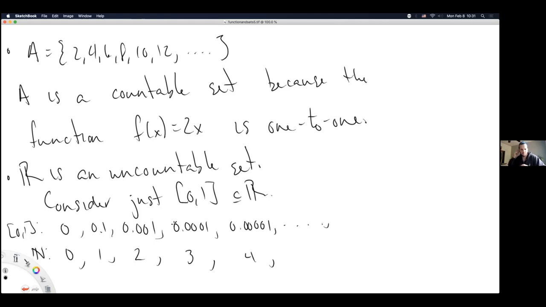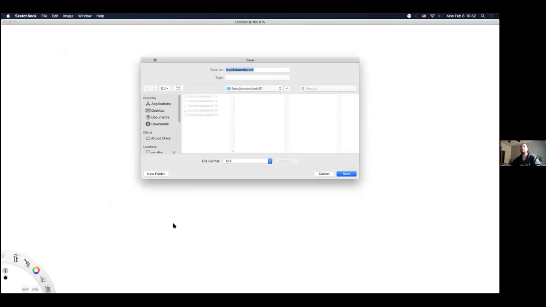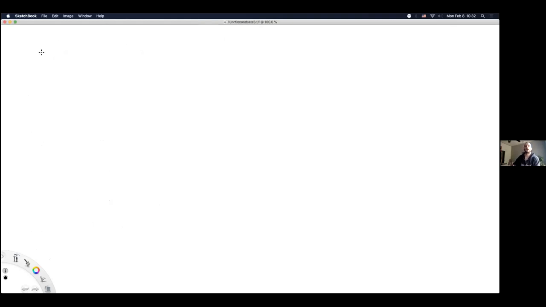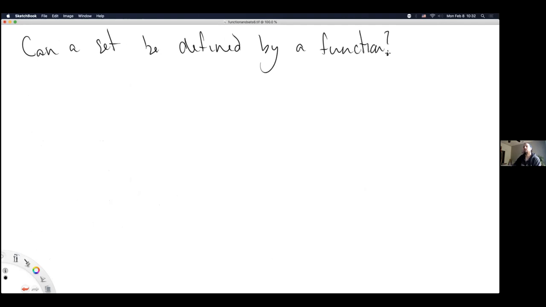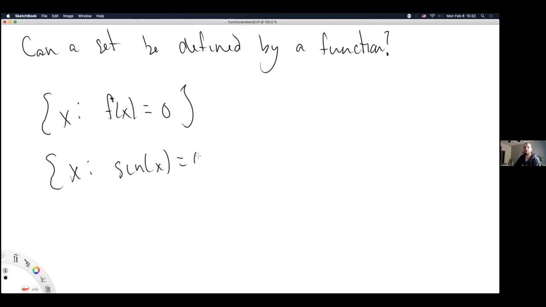Can a set be defined by a function? Yes. You can use set builder notation to define a set by a function. At least that's the first way I thought of to interpret that question, and the answer is absolutely. Sure. I'm going to say I want the set of all x's such that f of x is equal to 0, and you just pick your function f. So, how about a better example? I will pick a specific value for the function f.